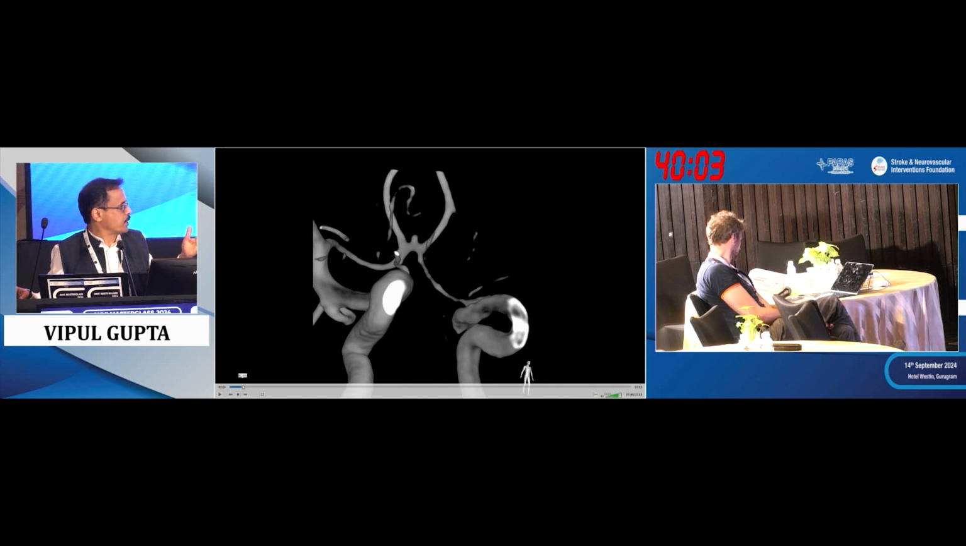Of course, biplane is very useful to see whether in 2 planes the coil is going into the aneurysm or not. But I guess I've done it in the past in single plane as well. But yes, biplane, high resolution imaging is very useful. Taking a new road map is very useful. Letting a tip hang out is very useful.